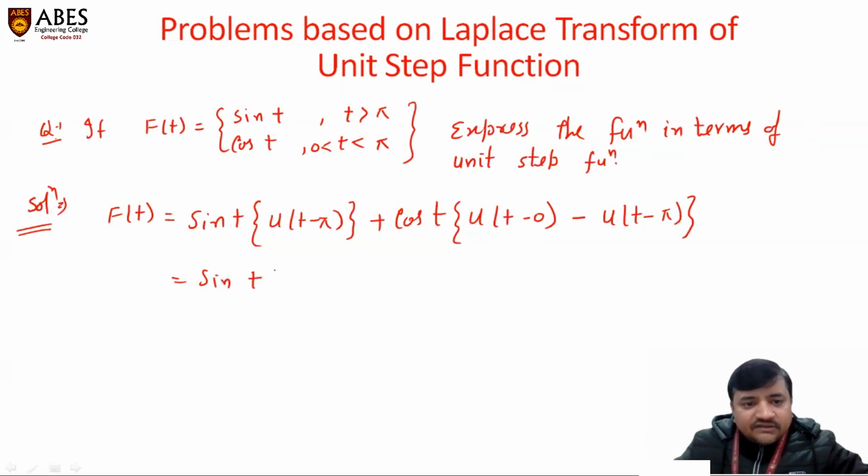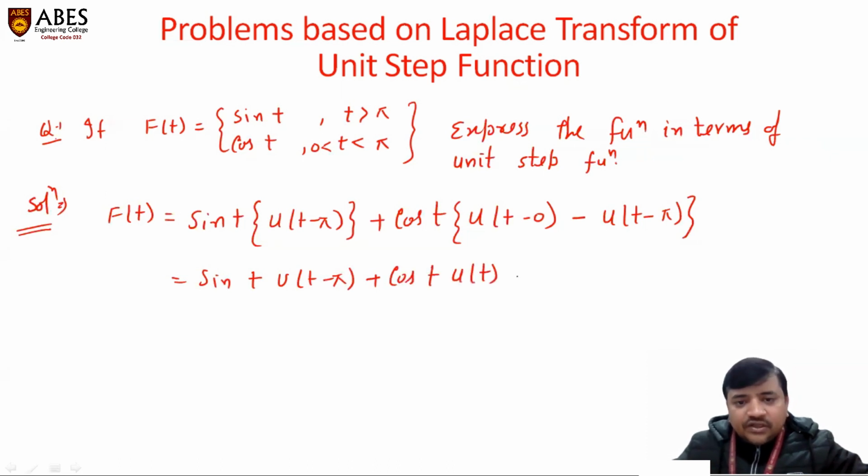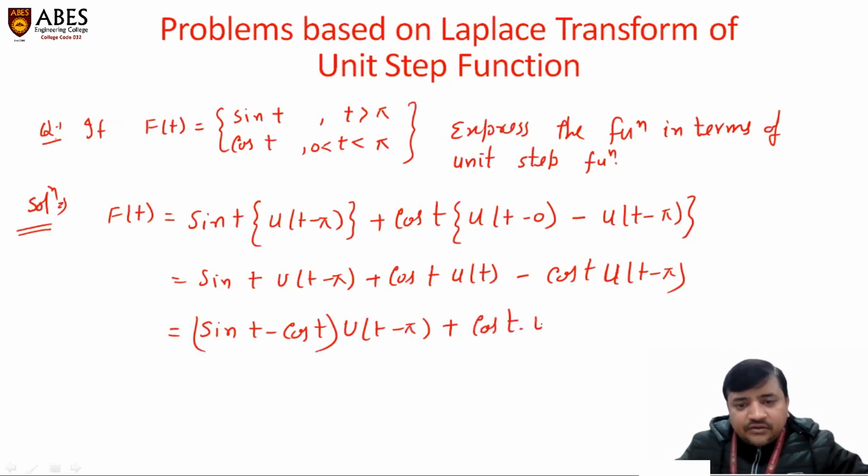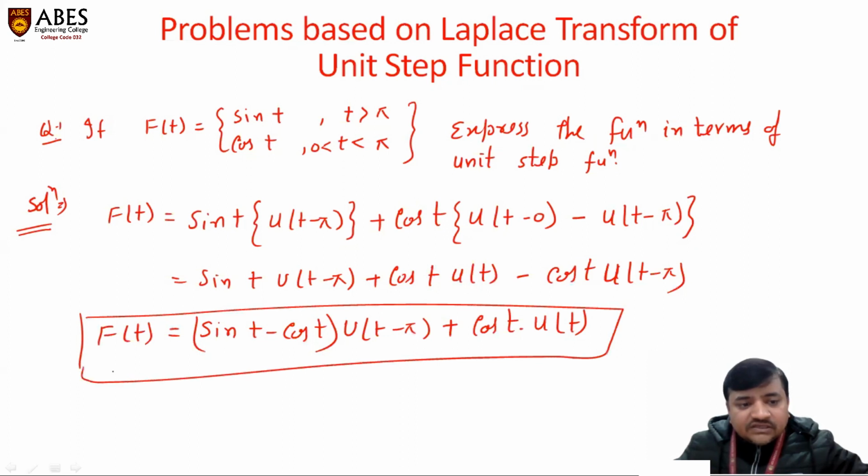We can write it as sin t u(t minus pi) plus cos t u(t) minus cos t into u(t minus pi). Now you can do only one thing, u(t minus pi) may be taken as common. So you will get (sin t minus cos t) into u(t minus pi) plus cos t into u(t). So this is the expression of the function in terms of unit step function.